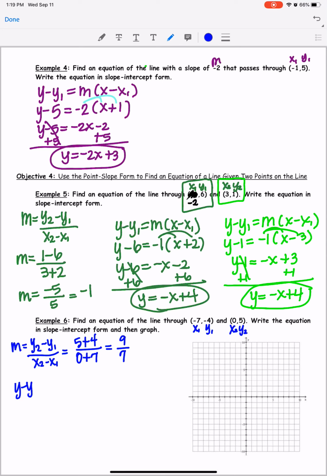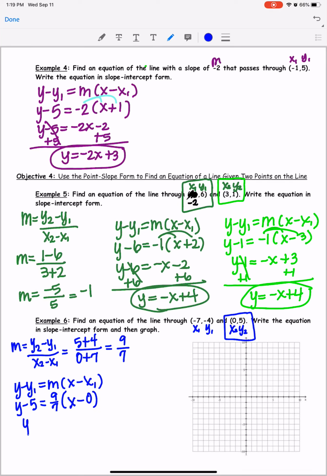So y minus y1 equals m times x minus x1. Use either point you want. I am going to pick this one here because of that very friendly 0. Zeros make everything easier. So we get y minus y1, my y1 is 5, equals my slope, this ugly fraction, and then x minus my x1, which is 0.